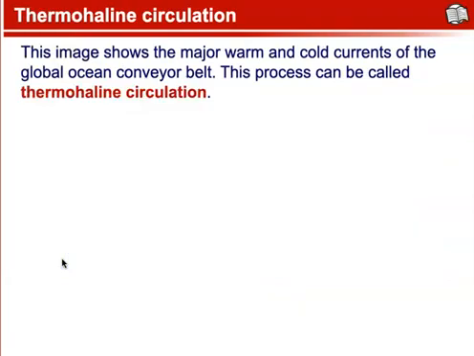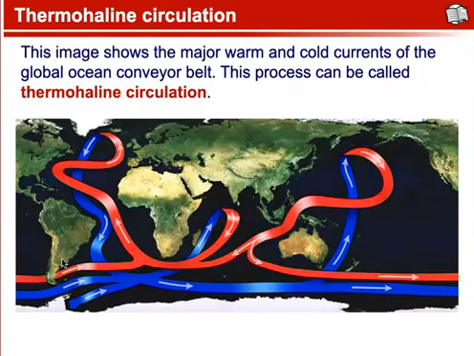Thermohaline circulation. This image shows the major warm and cold currents of the global ocean conveyor belt. This process can be called the thermohaline circulation. As polar sea ice forms, the salt is left behind, increasing the concentration of salt in the ocean. The salty cold water is more dense than warm fresh water, and it sinks to the ocean floor, pushing water through the world's ocean like a plunger.